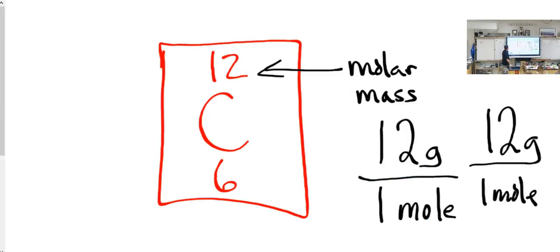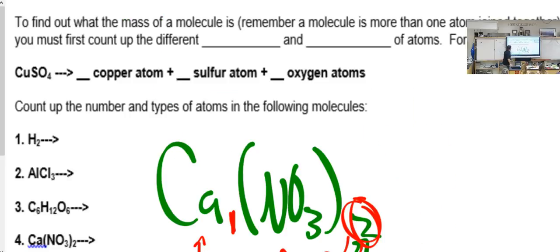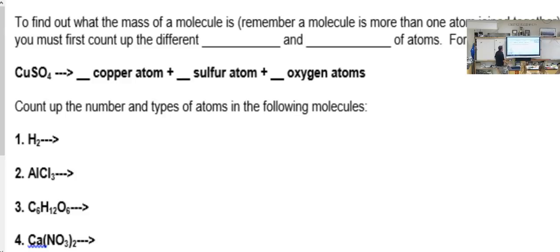But it gets a little bit more complicated. To find out what the mass of a molecule is, have I skipped anything? Okay. So a molecule means more than one thing together now. You must first count up the different types and numbers of atoms. So we're going to still look at the periodic table, but we're going to have to find what we have and how many we have of each. Easy enough. So look up here for a second, and then you can do them on your own.